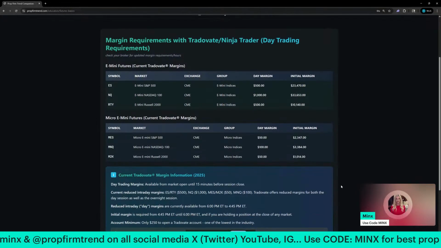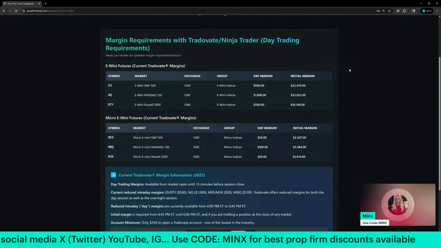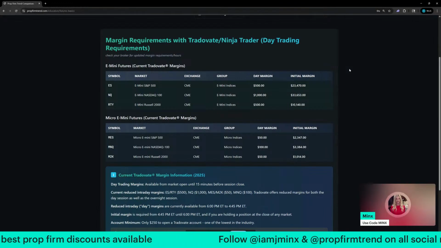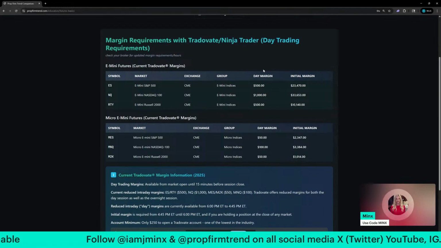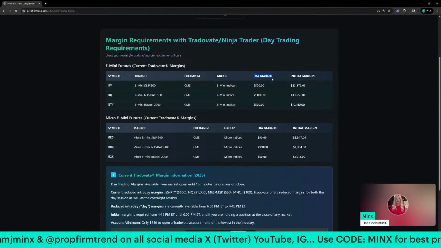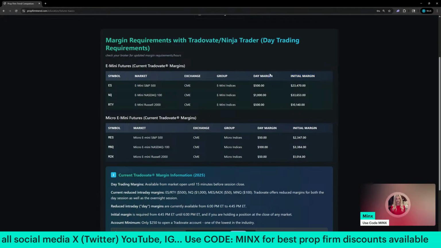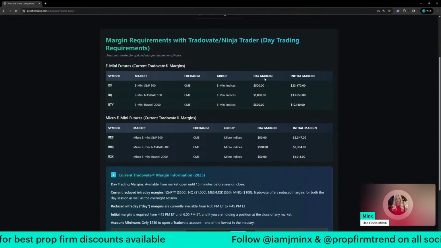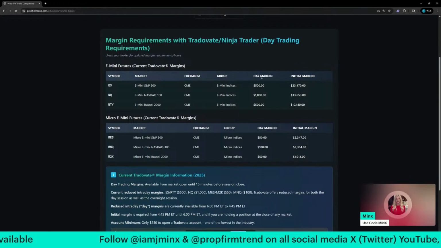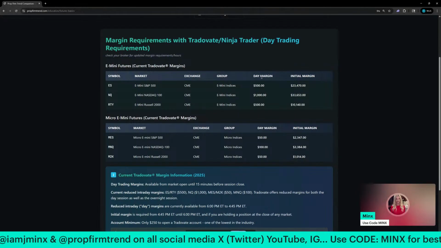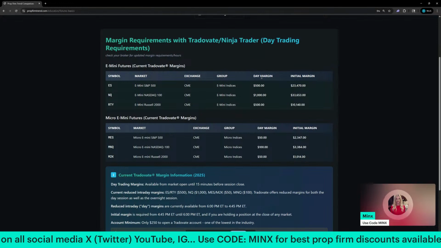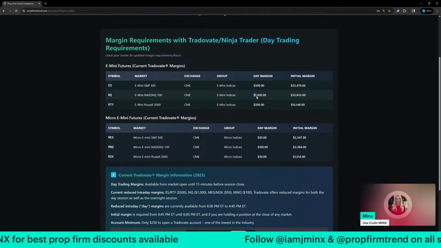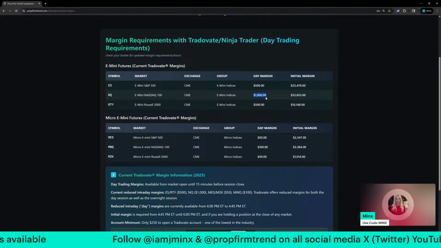So this right here is from Tradovate. Basically, Tradovate offers a reduced margin for both the day session as well as the overnight session. And what does that mean? If you see this on the left side where it says day margin, and on the right it says initial margin. The day trade margin, or the reduced intraday margin, is offered between 6 p.m. Eastern until 4:45 p.m. Eastern the following day. So when you are trading ES, it's $500. If you're trading NQ, it's $1,000.